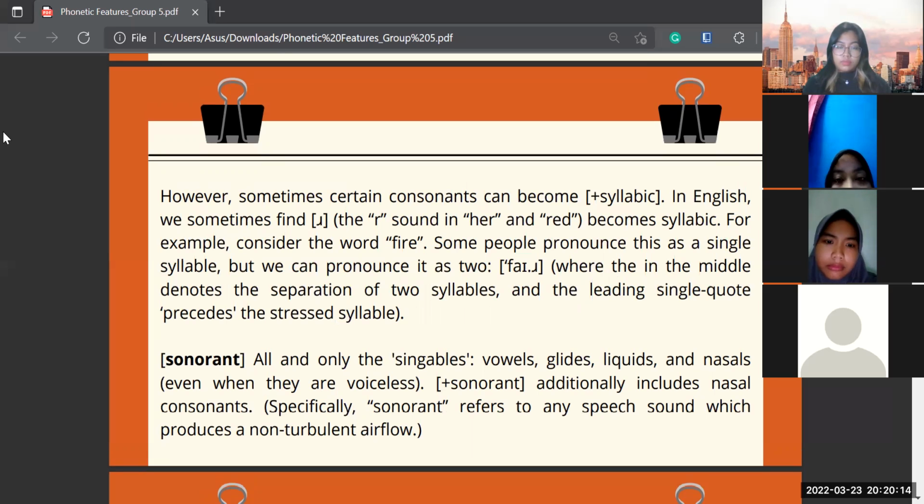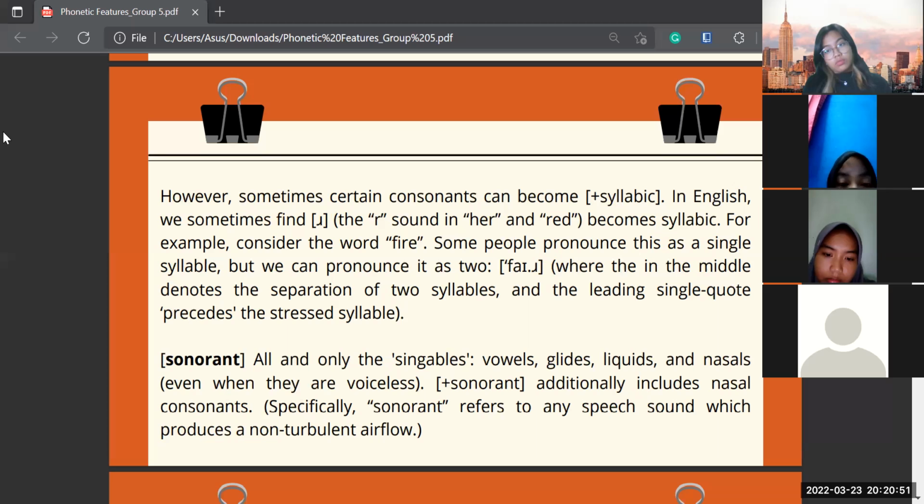However, sometimes certain consonants can become plus syllabic. In English, we sometimes find the R sound in her and red become syllabic. For example, consider the word fire. Some people pronounce this as a single syllable, but we can pronounce it as two, fi-re, where the dash in the middle denotes the separation of two syllables, and the leading single quote precedes the stressed syllable.